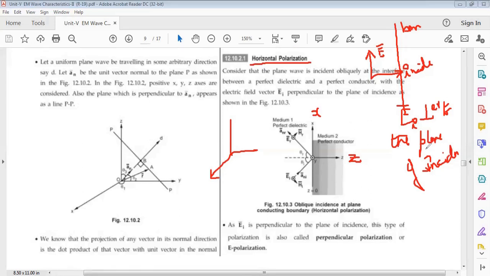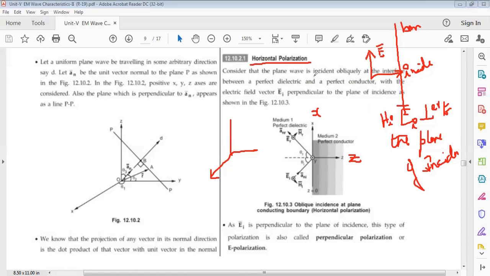E bar is perpendicular to the plane of incidence, or otherwise E bar is parallel to the boundary. Okay. What is the H now? When E is perpendicular, H is parallel to the plane of incidence and perpendicular to the boundary. Okay, my dear students. So horizontal polarization is also called perpendicular polarization, or E polarization.